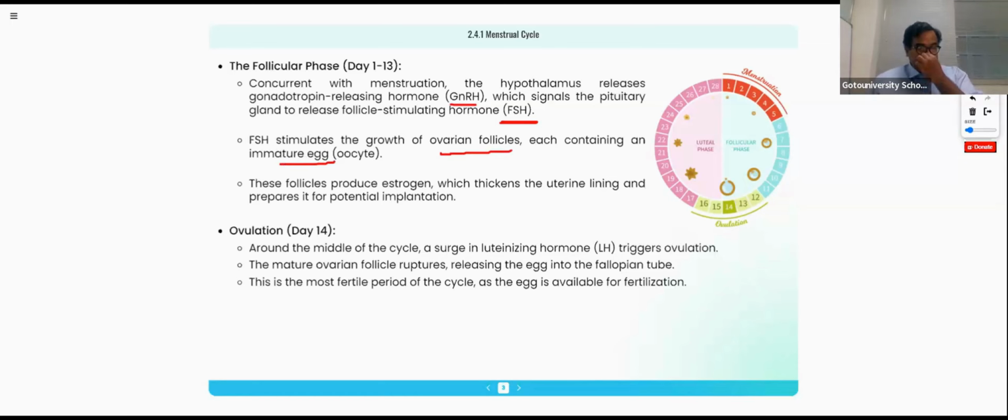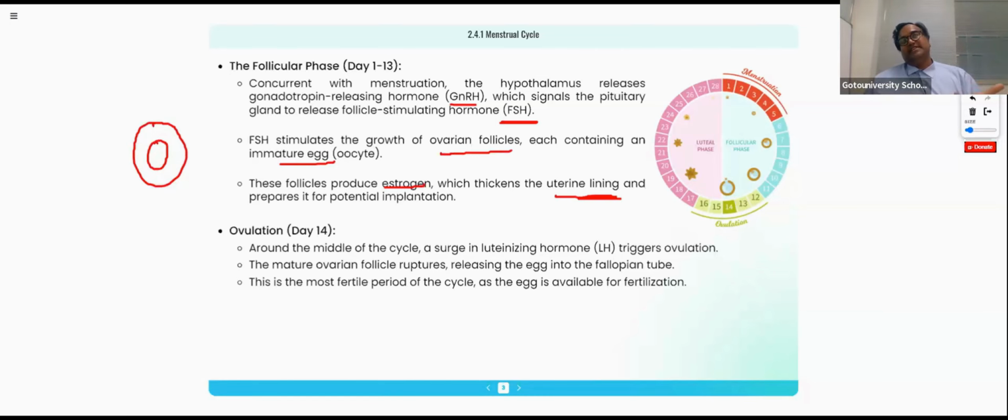So what is exactly happening? These follicles produce estrogen, and this estrogen brings the thickening of the uterine layer, right? One more time I'll repeat. The gonadotropin releasing hormone makes the pituitary gland release FSH. FSH is in more quantity so that the follicle development will happen. Why should follicle development happen? Because it makes a very good quality egg. So these follicles are making the estrogen.